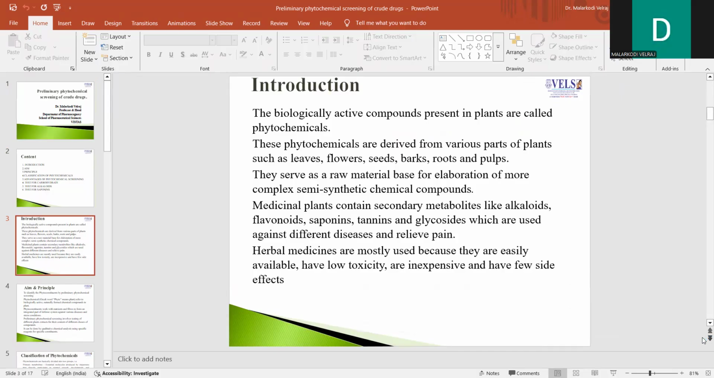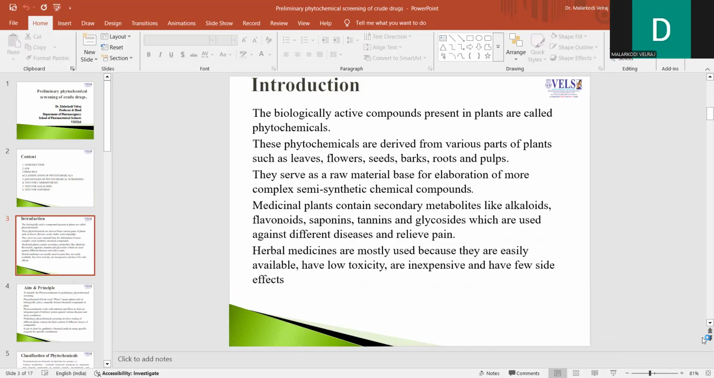Introduction. What do you mean by the term phytochemicals? The biologically active compounds present in the plant parts are called phytochemicals. These phytochemicals are derived from various parts of the plants, such as leaves, flowers, seeds, barks, roots, and pulps. They serve as a raw material base for the elaboration of more complex semisynthetic chemical compounds.